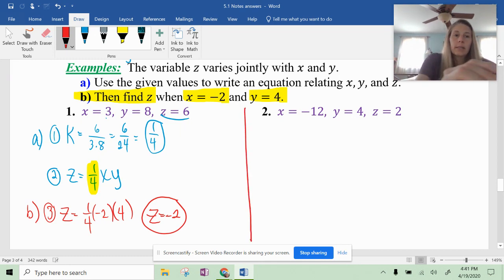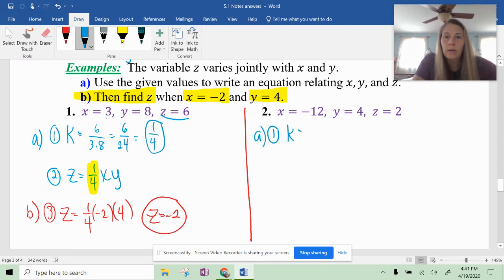So now we're going to do the same process for number 2. So for part A, first we're going to find the k. So we're going to take that z value of 2. We're going to divide it by the product of x times y. So -12 times 4 is -48. And then that's going to simplify to -1/24.